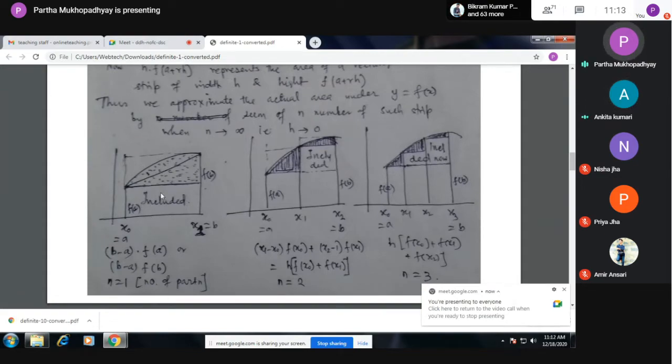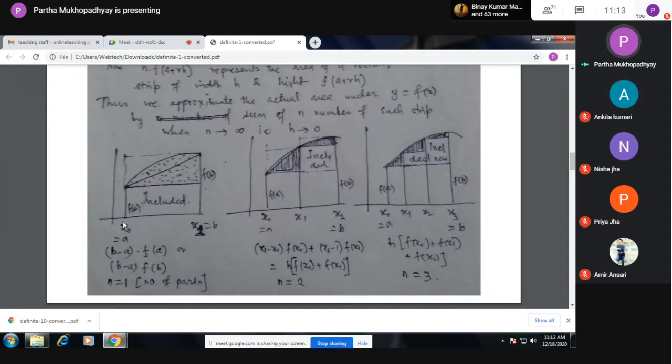Everybody listen. Look at the figure. In the first figure, this rectangle was calculated, x1 minus x0. This length is the same, a to b. I'm not changing the x coordinates, the end points. The curve and end points are also the same. Now, in the first situation, it is x1 minus x0, that is b minus a, into f(a). In the second situation, it is x1 minus x0 into f(a), then x2 minus x1 into f(b).